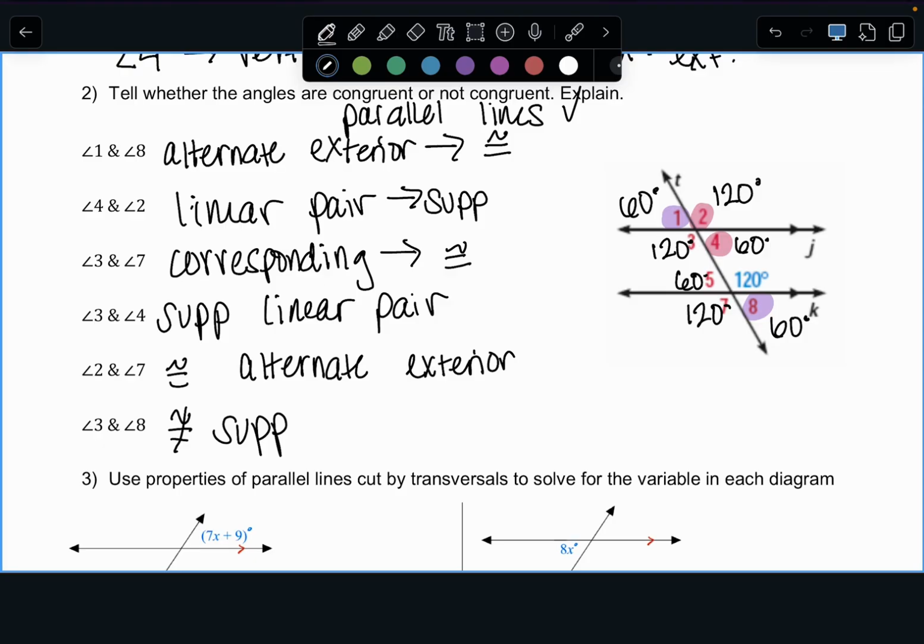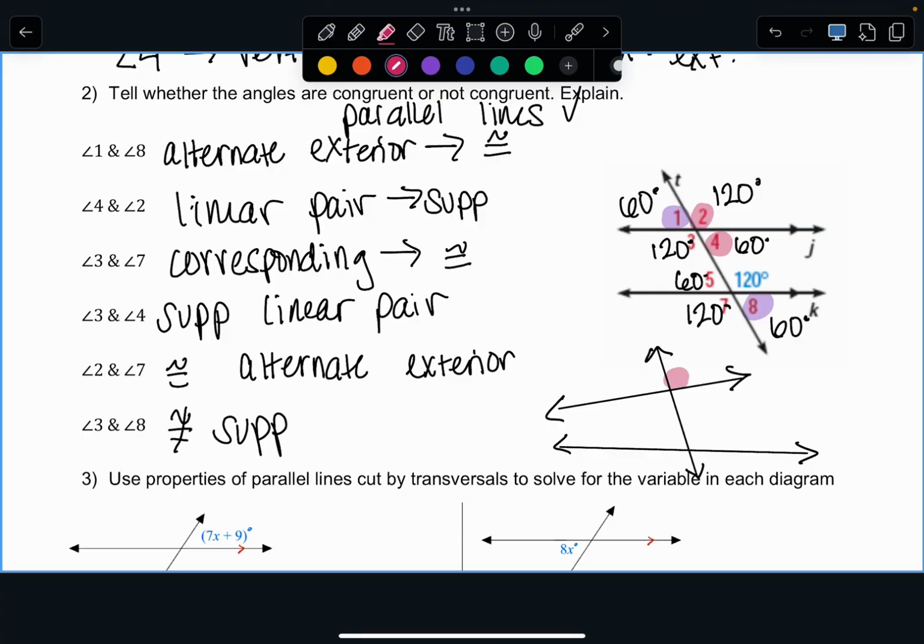Again, we only use these theorems if the lines are parallel. If I gave you this, clearly those lines are not parallel. Here's a transversal. I could not say that those two pink ones are congruent. They would not be congruent. So we're only doing this if the lines are parallel. I promise you on your test, someone's going to mess that up. They'll have two parallel lines and it'll ask you, are these two angles congruent? One of you will say yes. Don't say yes. Only when the lines are parallel can we do all these fun things.